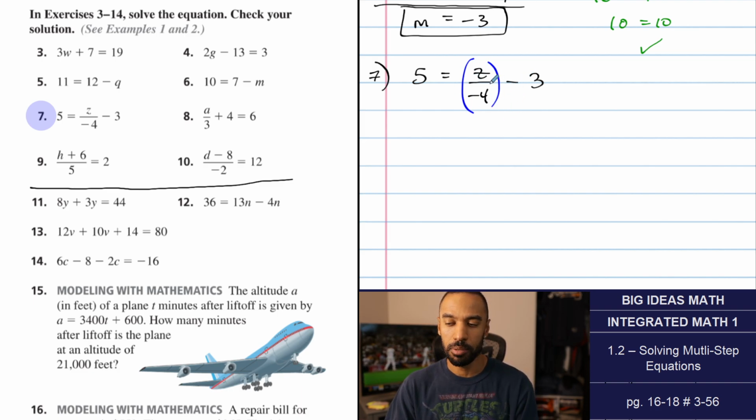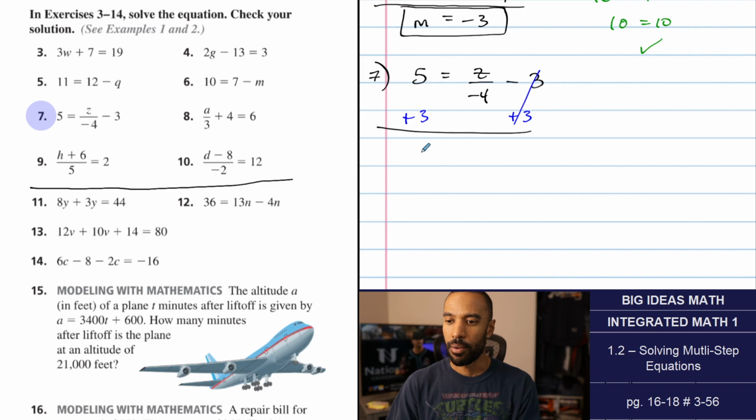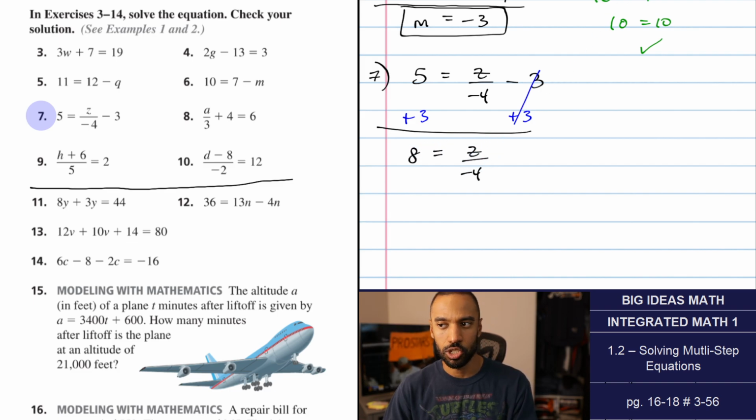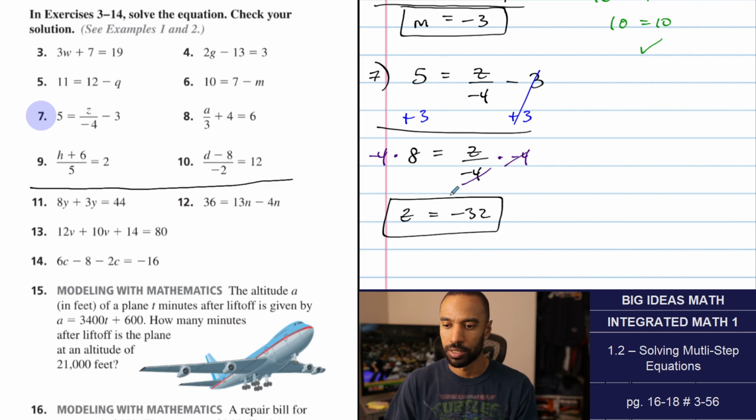But hey, we've got to get this thing by itself, right? So we're going to have to add 3 to both sides. I'm going to start with that. And now I have 8 equals z divided by negative 4. And they did stress it was a negative 4. As we get z by itself, we'll multiply both sides by negative 4 here because that'll give you 1z. And I'll write it on this side now. Negative 4 times 8 is negative 32.